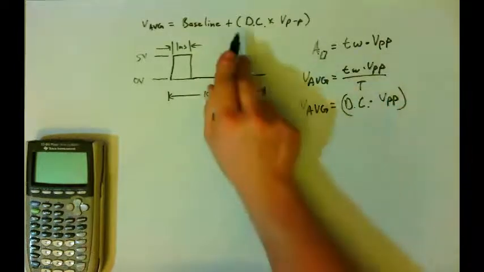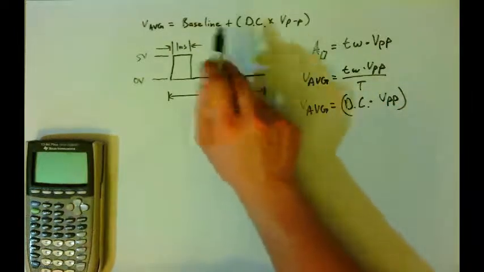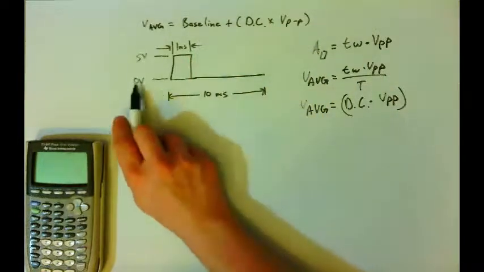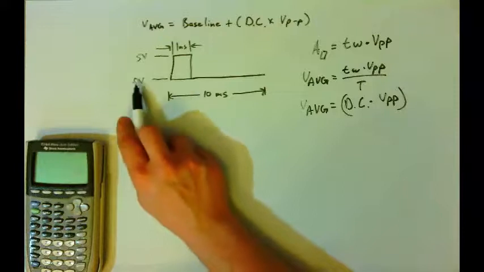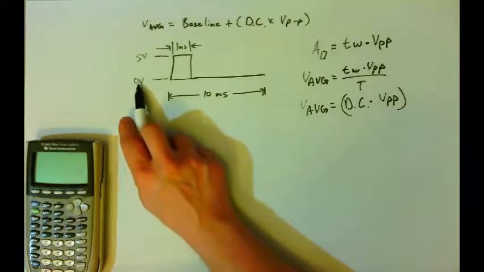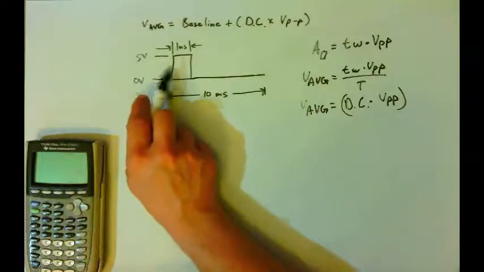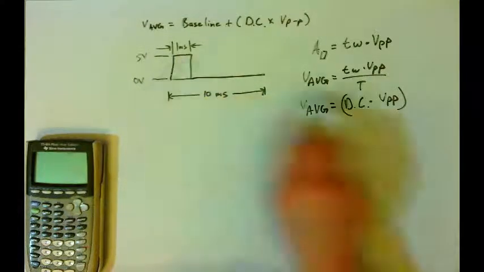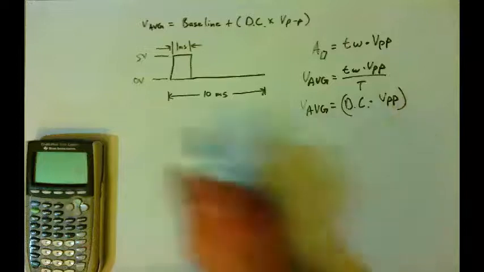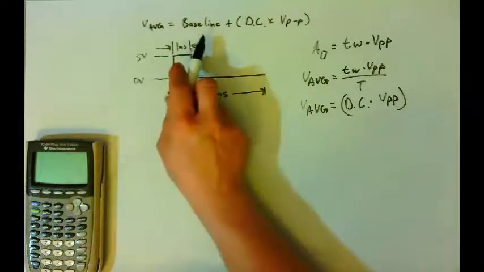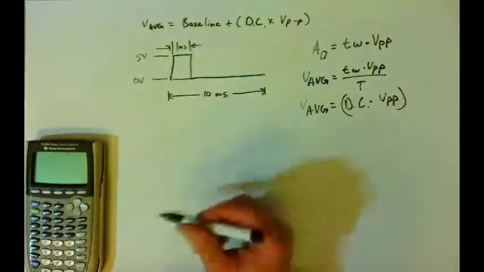Okay. Which is exactly what this formula says, except for plus the baseline voltage. And so if this didn't go all the way down to 0 volts, maybe it only went down to 2 volts, the peak-to-peak voltage then from 2 volts to 5 volts would only be 3, so we would use 3 volts here instead of 5, but we would add in that 2 volts as the baseline. And that's what this formula says to do. And so let's solve the problem.